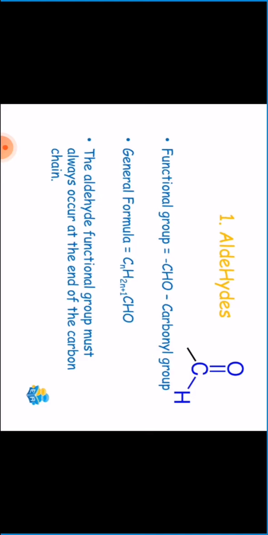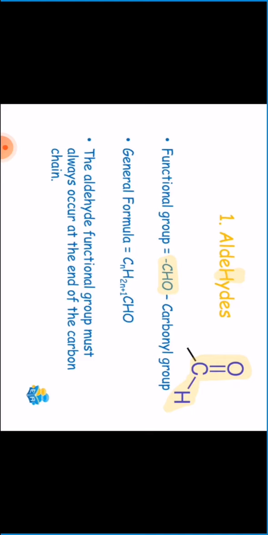To begin, let's look at aldehydes. As you can see in the name, I've highlighted the H. Similar to the alcohols, this is going to have significance. Aldehydes have a functional group of CHO, which is called a carbonyl group. So CHO is C double bond O with an H attached on, and then our carbon chain goes on this end here.